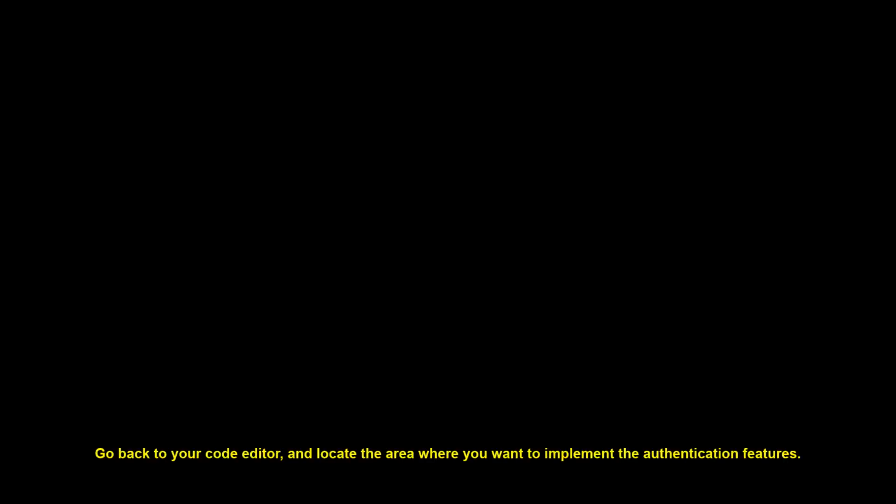Go back to your code editor and locate the area where you want to implement the authentication features. Insert the Memberstack API key in this section. To set up user access, add the necessary Memberstack attributes to the button elements. For example, a sign-up button should have the attribute data-memberstack-id equals sign-up. Make sure the login button has the attribute data-memberstack-id equals login.